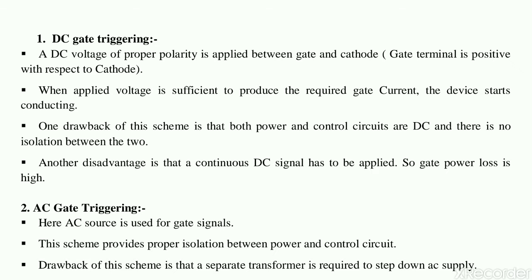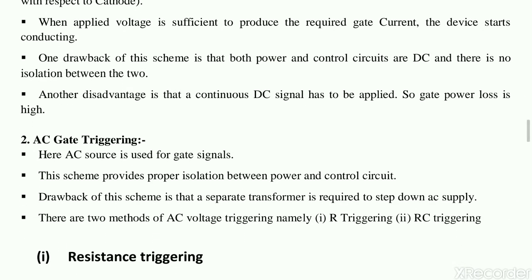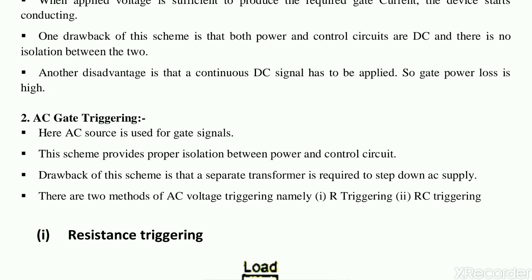But there is a drawback of this triggering method. One drawback of this scheme is that both power and control circuits are DC and there is no isolation between them. And another disadvantage is that a continuous DC signal has to be applied, so gate power loss is high. Okay, so the next most common triggering method for SCR is AC gate triggering.